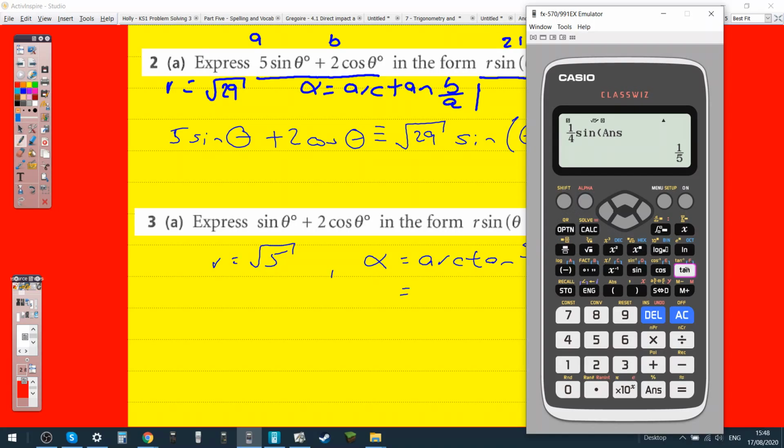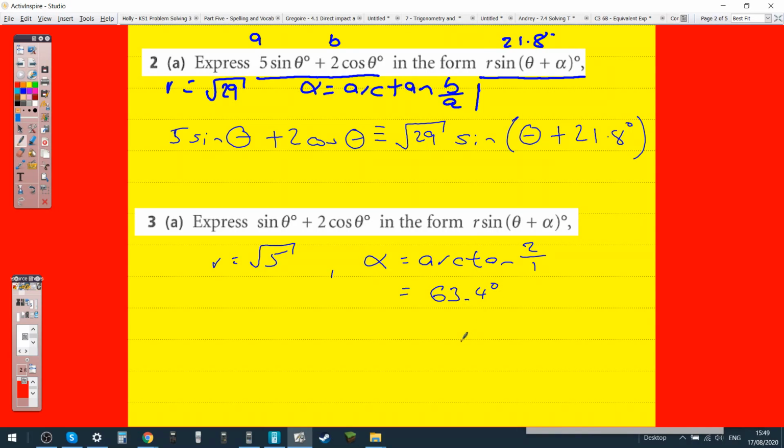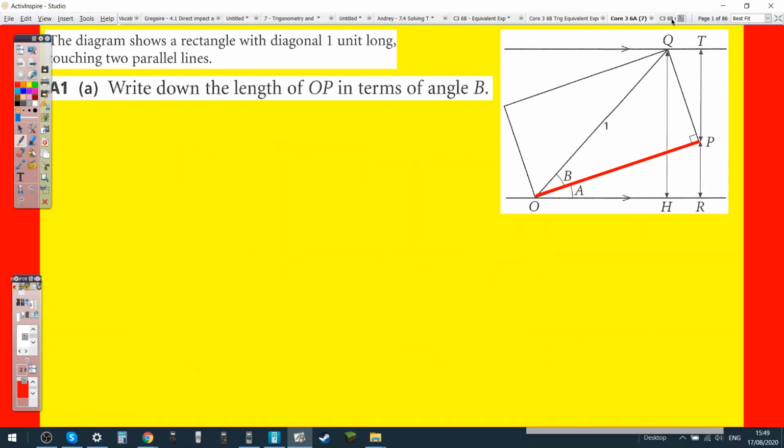So yeah, I got 63.4. Yep. So will it look something like root 5 sine theta plus 63.4? Yes. So another way of writing sine theta plus 2 cos theta is root 5 sine theta plus 63.4. Great. Any questions there? No. So the r comes from Pythagoras. The alpha comes from simultaneous equations of comparing the double angle formulae, like one divided by another.